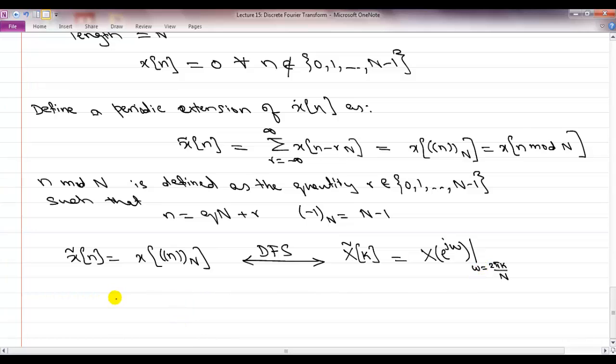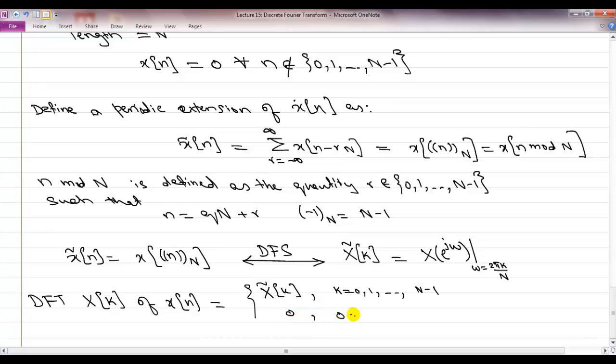And once we construct this, then the DFT X of k of x[n] is defined as simply one period of your discrete Fourier series coefficients. So your X of k is simply defined as X tilde of k for k from 0, 1 up to N minus 1 and 0 otherwise. Or in other words, the relationship between X tilde of k and X of k is that X tilde of k is simply the periodic repetition of X of k, X of k mod N.